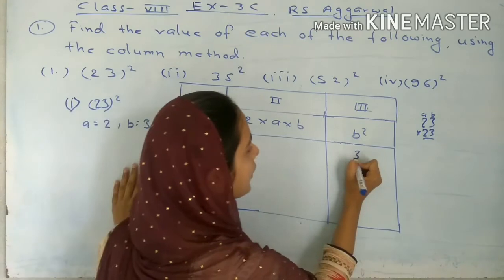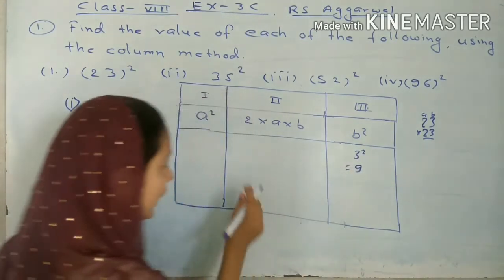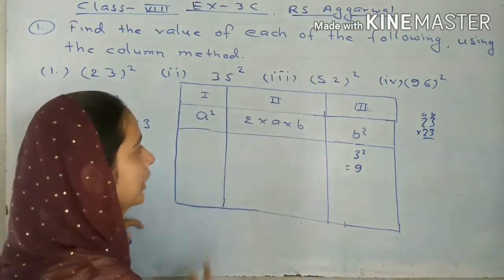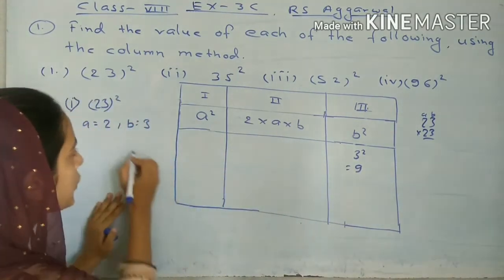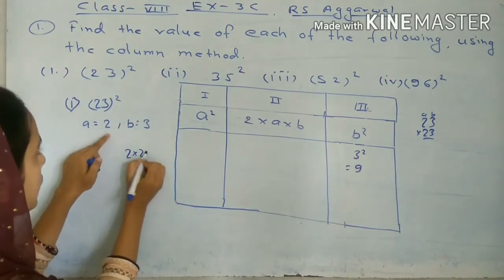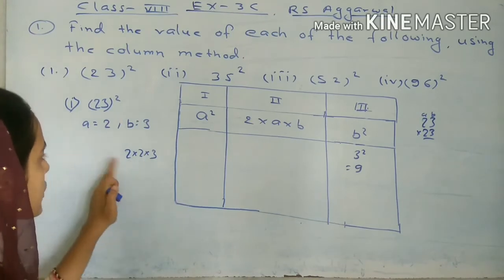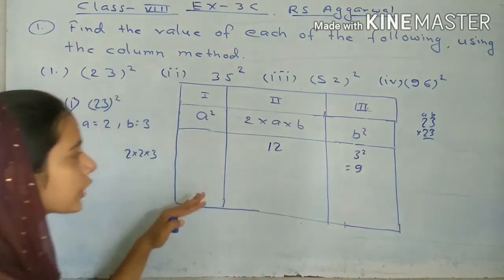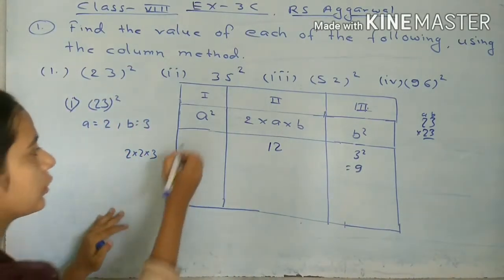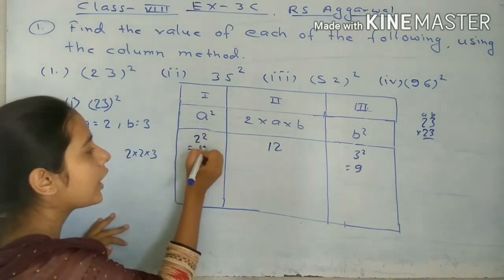The b value given here is 3, so 3 square will become 9. And here it is given 2 into a into b. It means 2 into the a value and b value will be multiplied. So 2 into a value, which is 2, into b value, which is 3: 2 times 2 is 4, 4 times 3 is 12. So here it will be 12. You can multiply and see. And the a value is 2, so 2 square will be 4.